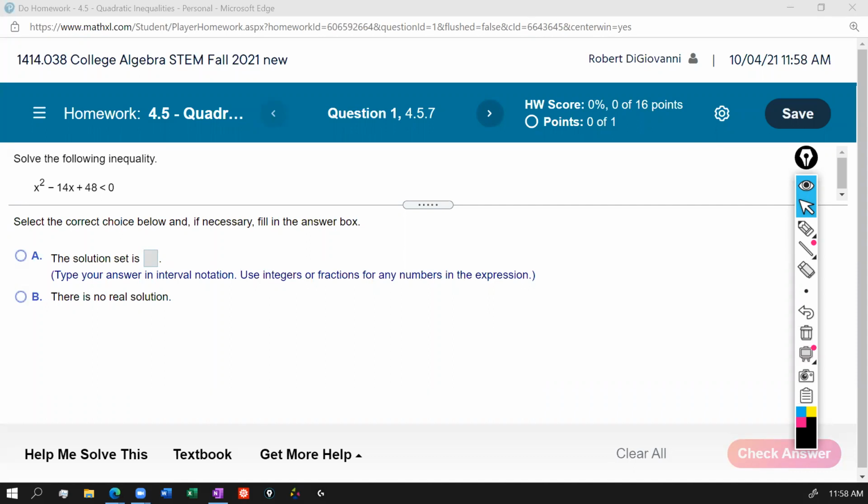Okay, gonna be working these problems. Make sure I'm sharing my screen. I am. Okay, so working 4.5 quadratic inequalities.